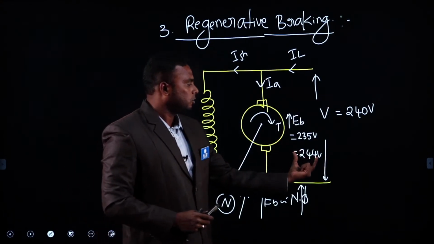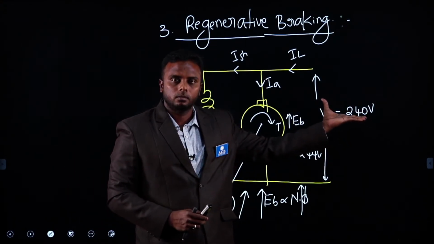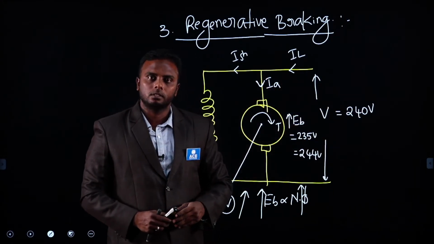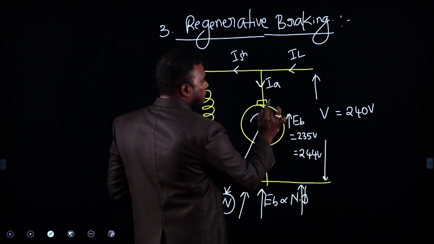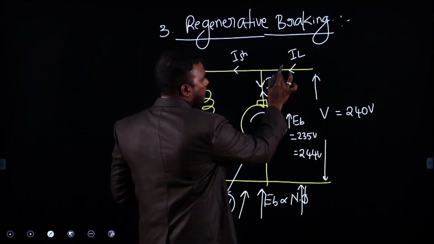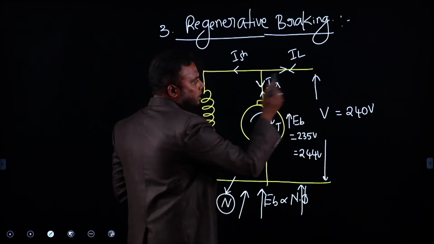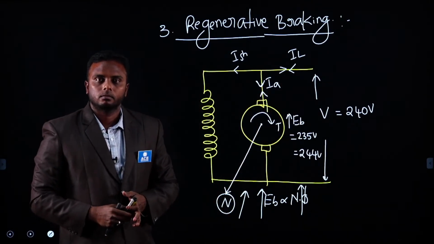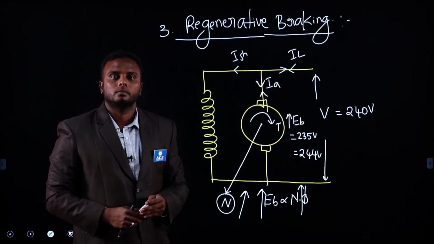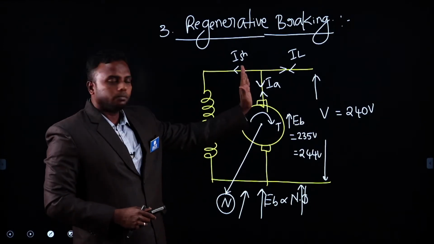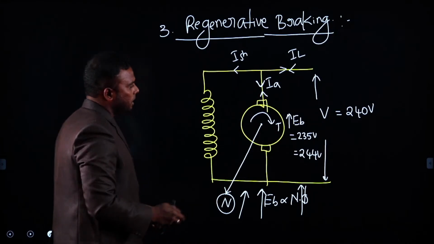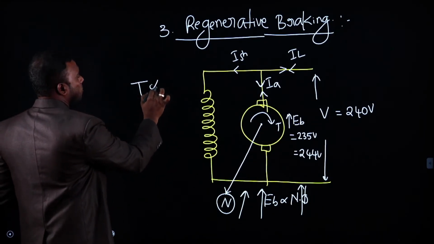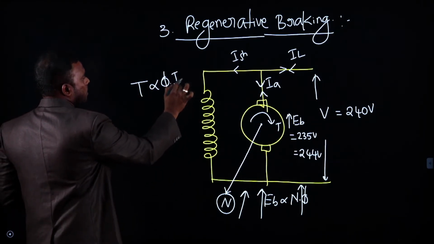As this voltage is now greater than the supply voltage, and current direction is always from high voltage to low voltage, the current will reverse in the armature. IL also reverses. Now the armature is sending power back to the source. That is what we call regenerative. Now, as IA reverses, what is the torque? Torque depends on flux and armature current.